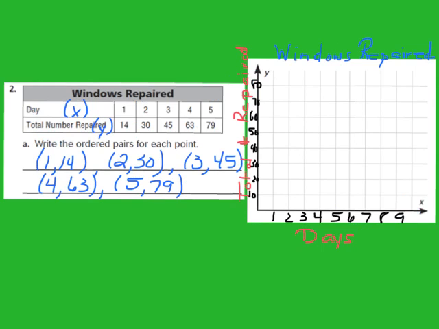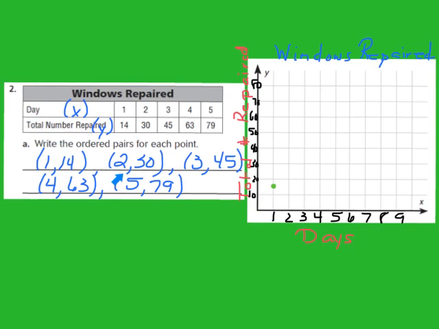So starting from the origin, which is 0, 0, I'm going to come over 1, so we're counting over 1, and now we're going to go up 14. So here's 10. Now 14 is going to be close to the middle of our 10 and our 20, so we're going to go ahead and graph that point kind of right in between our 10 and our 20 here. So there is our 1, 14.